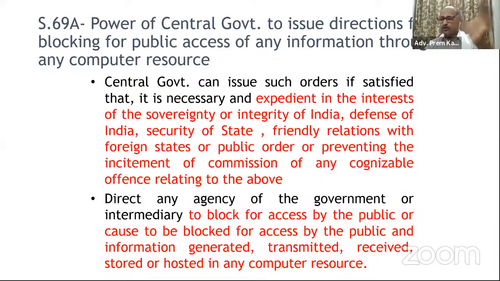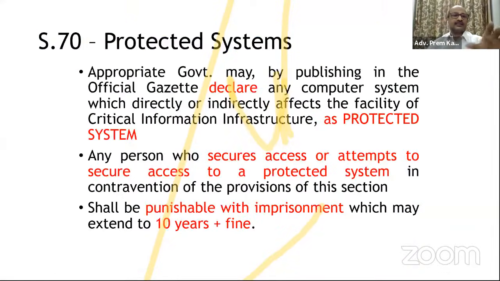Now, how it could be blocked is dealt with in the rules. If anybody has a doubt, you can put me a query and I'll share it with you. But with regard to 69A, it deals with blocking. 69B is the power to authorize or monitor and collect traffic data information through any computer resource for cyber security. It's a general section. I don't want to go into it. I want to stress on protected system.